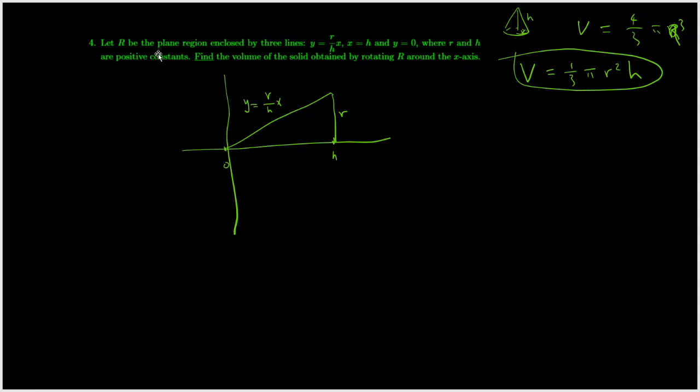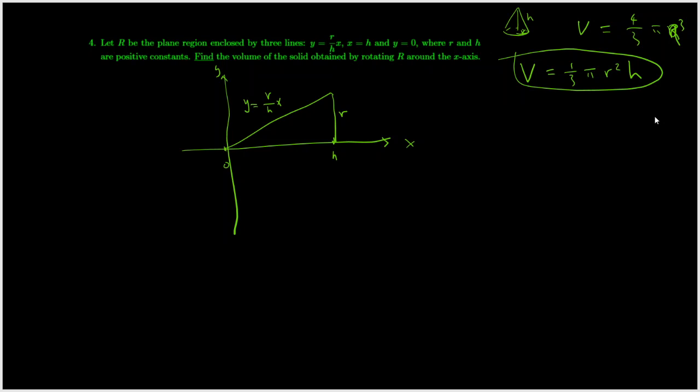Now I want you to rotate the plane region, the red triangle, around the x-axis. So do you see you have a cone? Rotate a triangle around one side, you have a cone, right? The cone has the base radius of r, the height of h. That's why the answer you are going to get is that. Actually, for this question, it's easier to use the washer method.